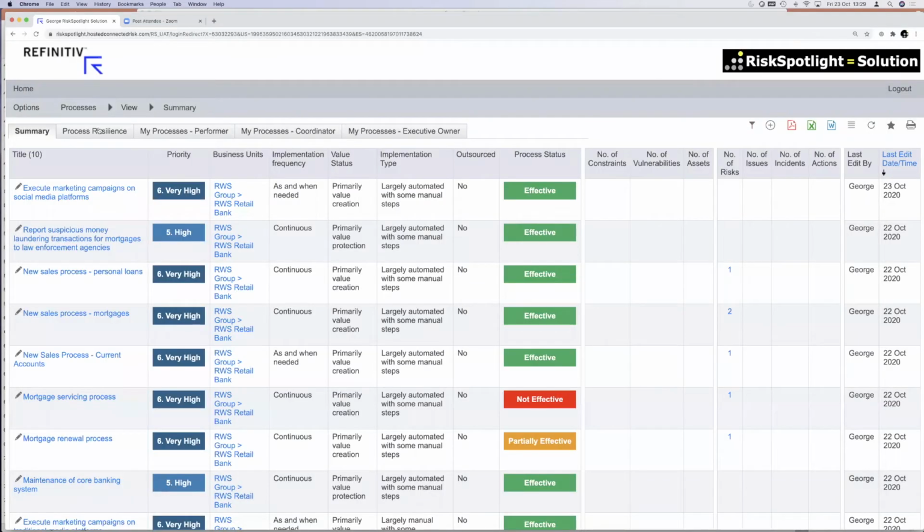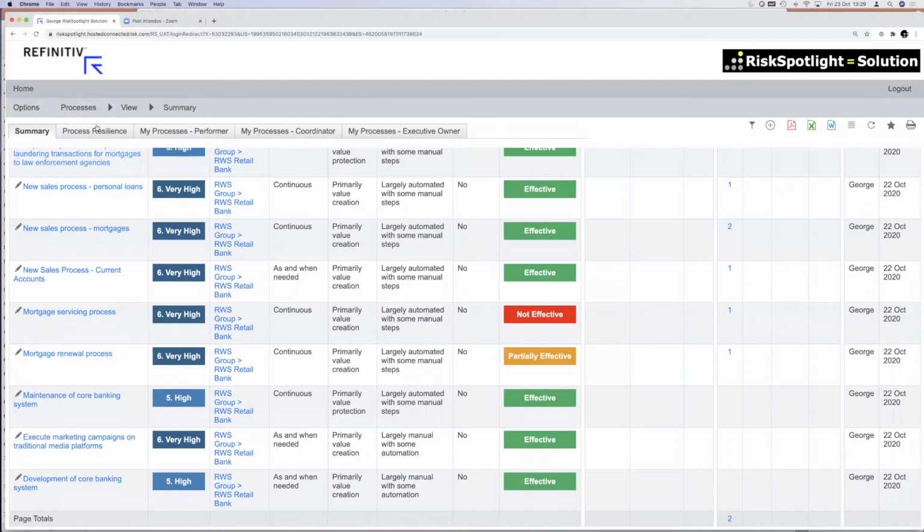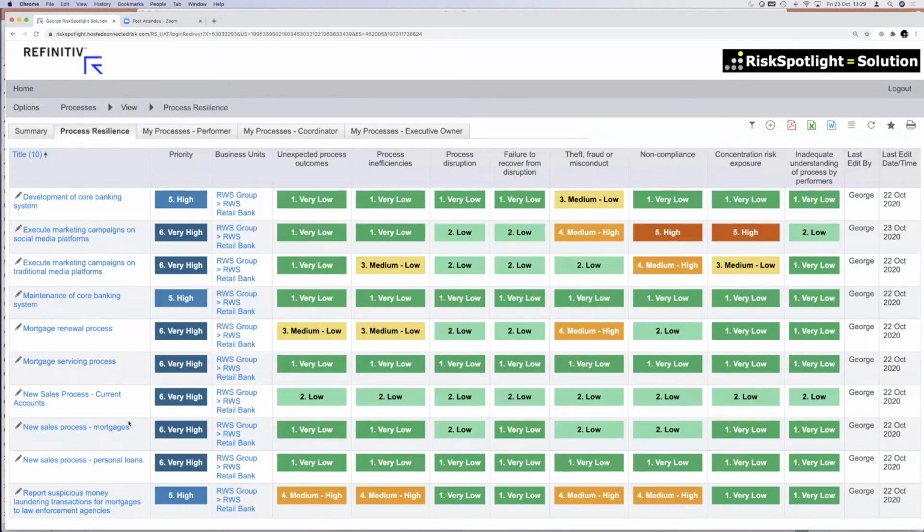Yeah. So this is what the process library would look like. If I go to process resilience, across all the different processes, you will be able to see which processes are more prone to non-compliance risk, or which are more prone to theft, fraud, or misconduct related risk.